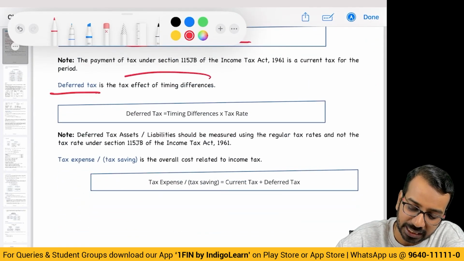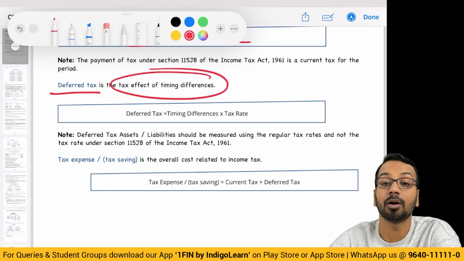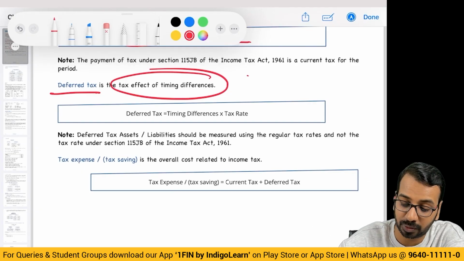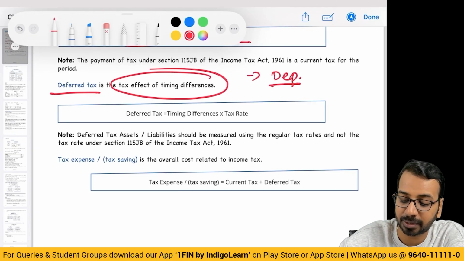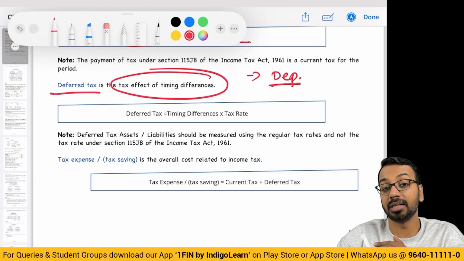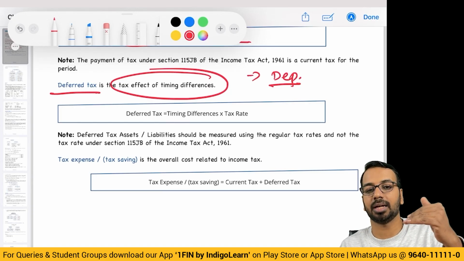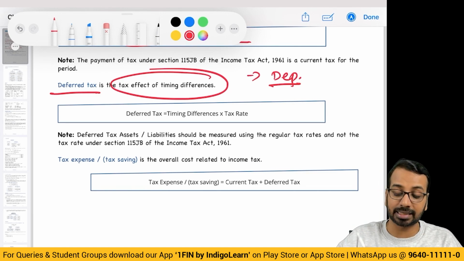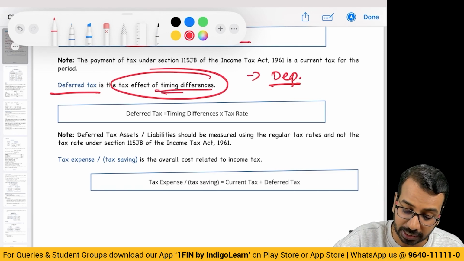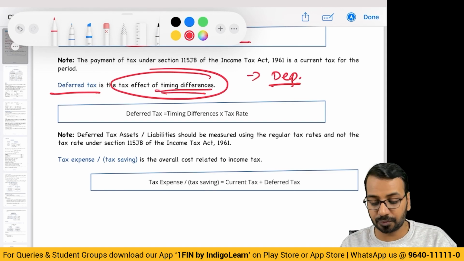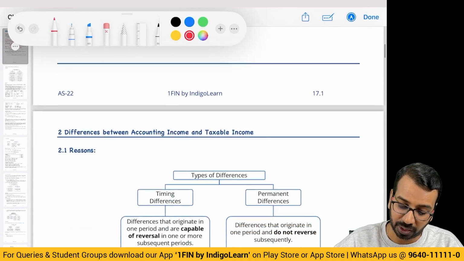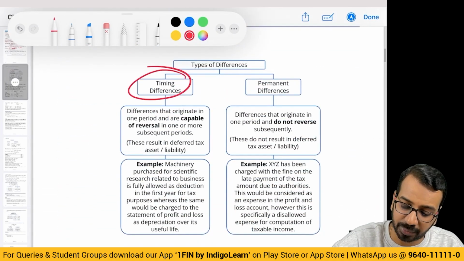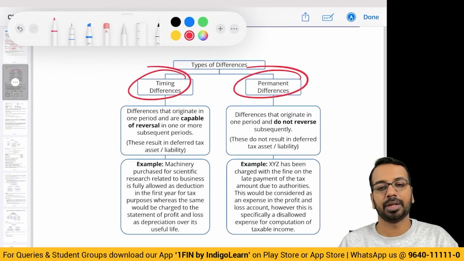And deferred tax is the effect of timing difference. Now what is this timing difference? I gave you an example where there is a depreciation impact. Every year there is a difference. First year tax has given us lower deduction. Next year there was no difference. In the third year tax has given a higher deduction. So that is called timing difference. So there are two types of differences what you need to understand. One is timing difference and the other one is permanent difference.